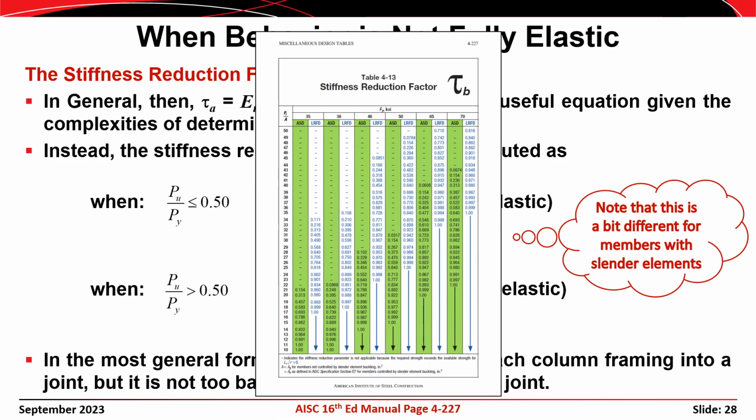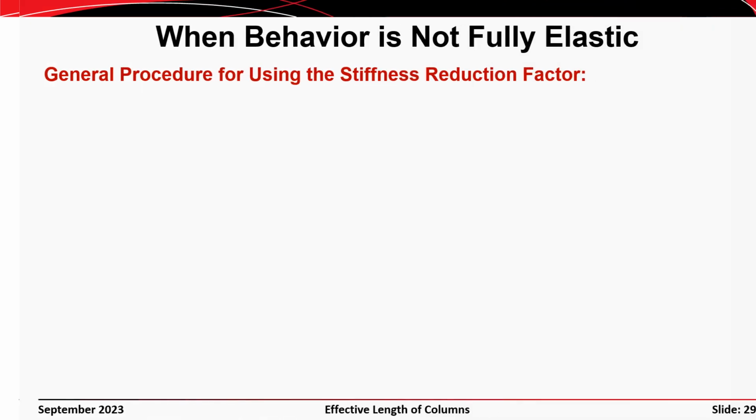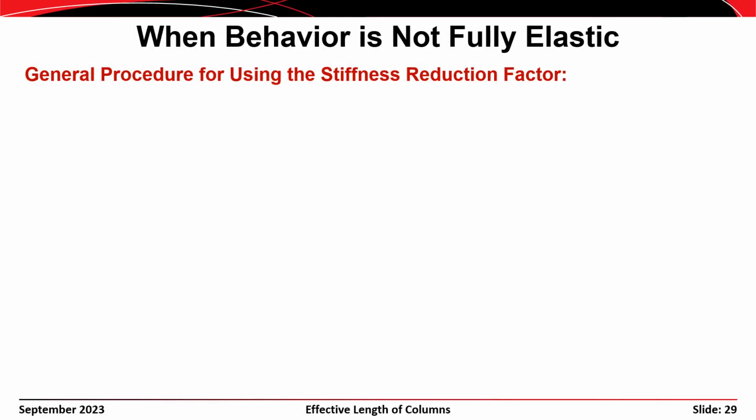Note that there is a table in Chapter 4 of the AISC manual that provides a stiffness reduction factor, tau, as a function of the ratio of P sub u over P sub y and the nominal strength of the column. Remember that two criteria must be met in order to use the stiffness reduction factor. First, the column strength has to be governed by inelastic buckling, and second, the effective length factor must have been computed using the alignment charts. Also remember that using the stiffness reduction factor is optional. If you choose not to use the stiffness reduction factor, then the computed column strength will be slightly conservative.